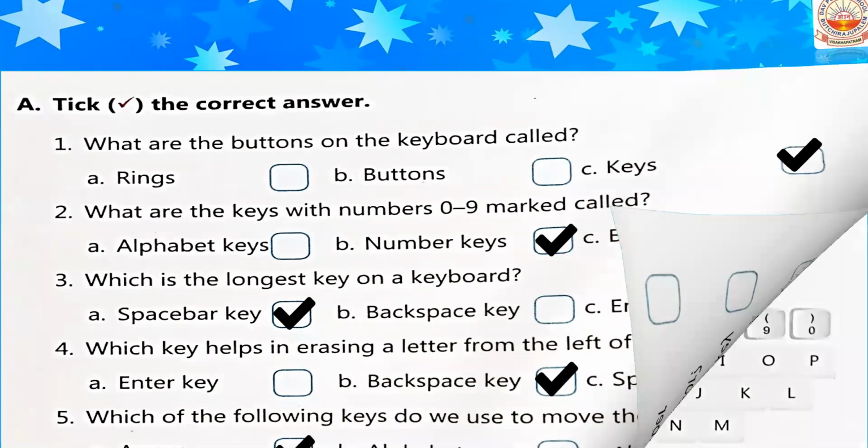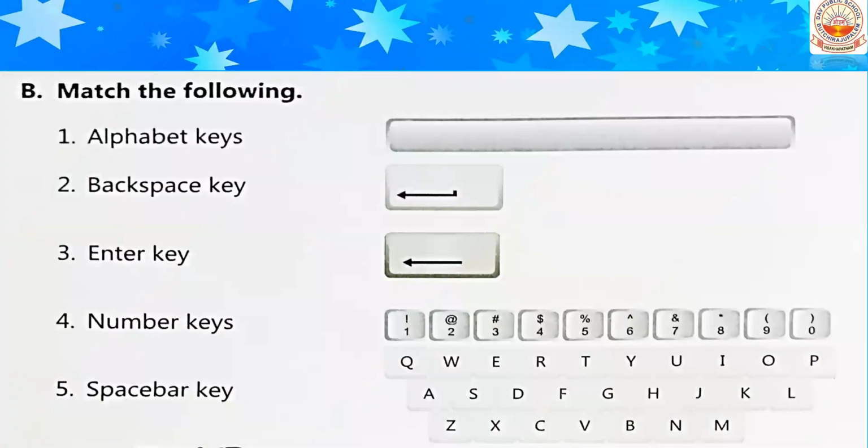Now let us do one more exercise. Match the following. Here some keys are given, children, and you have to match those keys. The first one is alphabet keys. Now tell me, where are alphabet keys, children? Yes, the last. Very good.